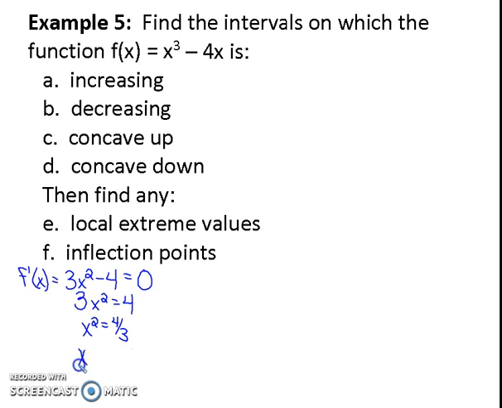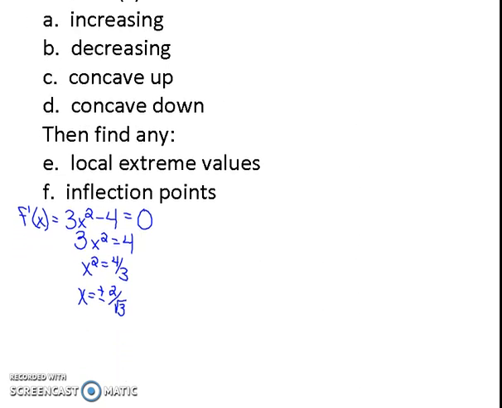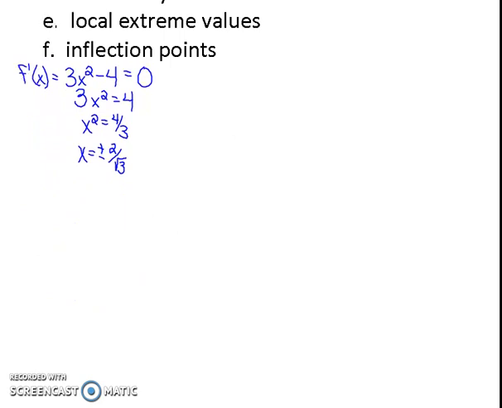So we end up with x equals plus or minus the square root of 4/3, which would be 2 over the square root of 3. So those are the critical points, which means they might be where I have extreme values. So I'm now going to create a sign line for my first derivative, and then I'm going to label it with an f prime pointing out to the side. I'm going to put negative 2 over the square root of 3 and positive 2 over the square root of 3. And then I'm just going to choose a number for each of those intervals.